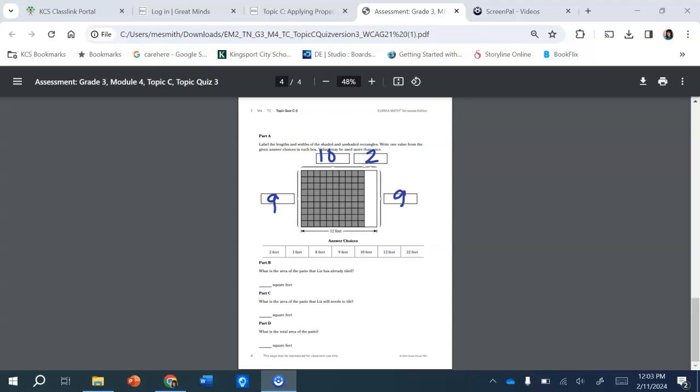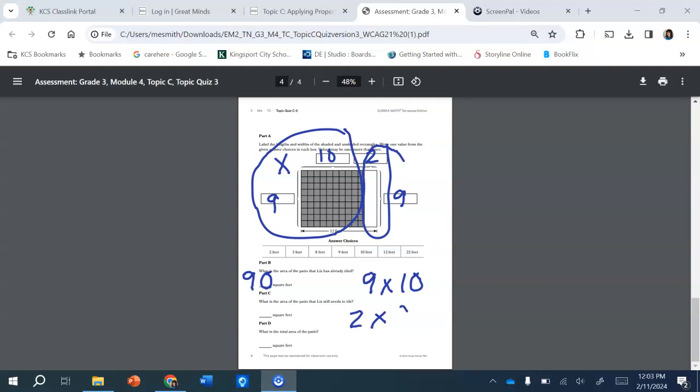Well, the area she's already tiled is this dark gray. I'm going to circle it. That was a 9 foot by 10 foot. So to find area, I multiply length times width. So it was 90 square feet, that part. What is the area of the patio that still needs to be tiled? That's my white part right here. That was a 2 foot by 9 foot, which makes 18 square feet.